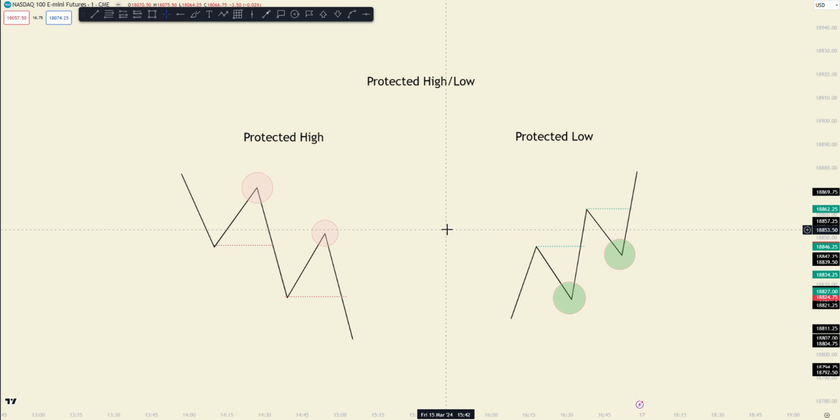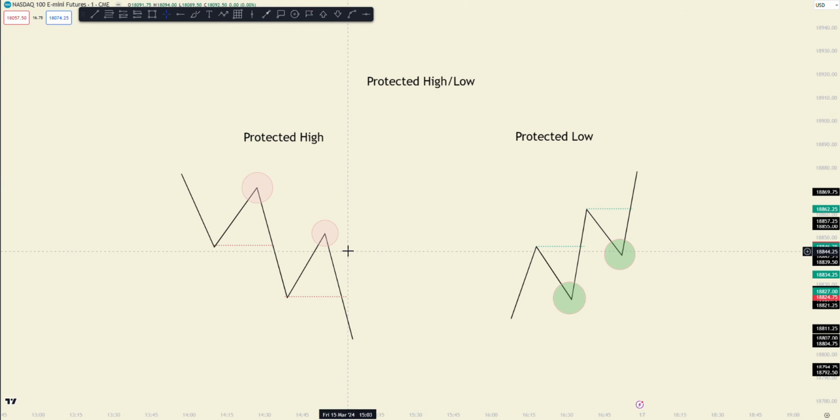So moving on to protected highs and lows. What is the importance of protected highs and lows? Protected highs and lows are going to, A, establish a trend, but B, once they get violated, this is going to be when our structure actually shifts. When a protected high or low is violated, that's when structure actually shifts, not when a valid high or low gets violated, when a protected high or low gets violated.